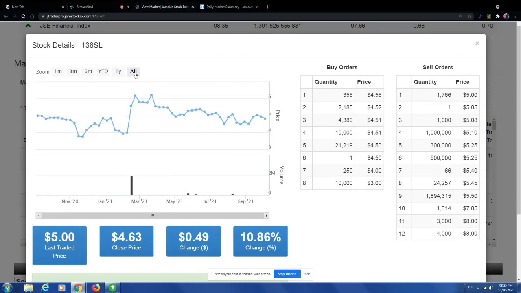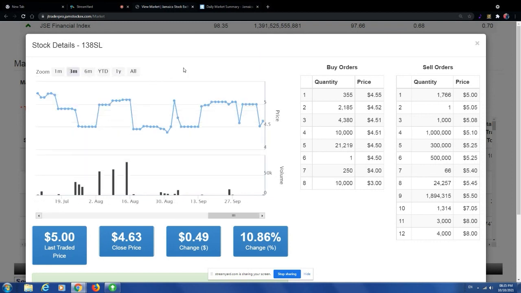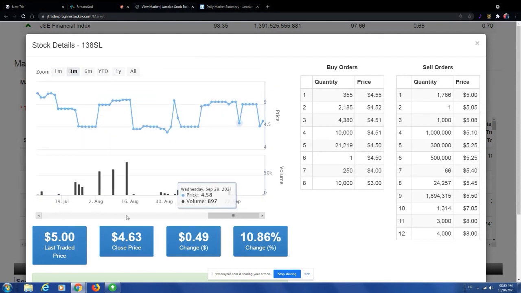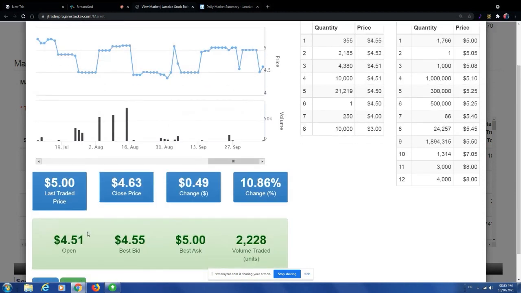And then it goes back as far as the data pool is allowable on the JSE side. So 3 months is basically a quarter. As you've seen right here, there's the last traded price, the closing price, the change relative to the previous opening price, and the percentage change. And as I said, it basically displays information to you as well.